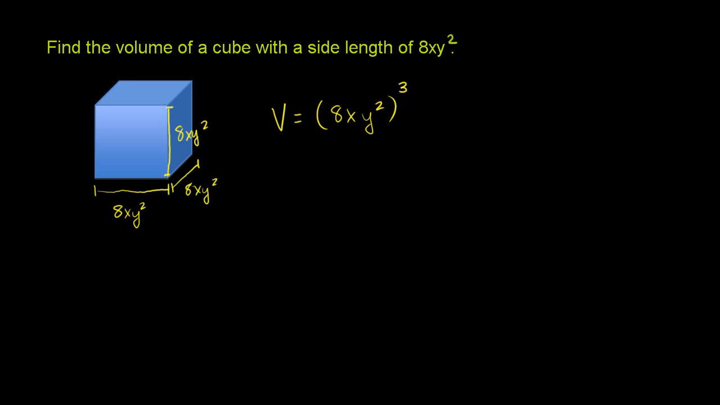Now, what's this going to be? Well, when you take a product and you raise it to some power, that's the same thing as taking each of the terms to that power. So this is the same thing as 8 to the third power times x to the third power times x to the third power times y squared to the third power times y squared to the third power.